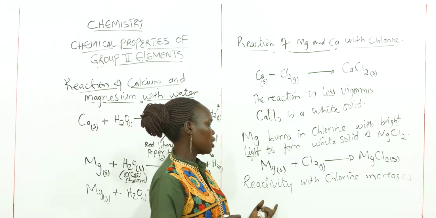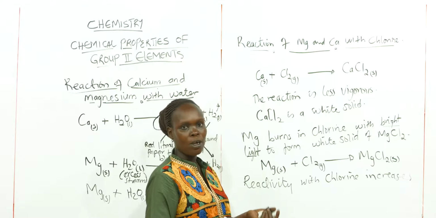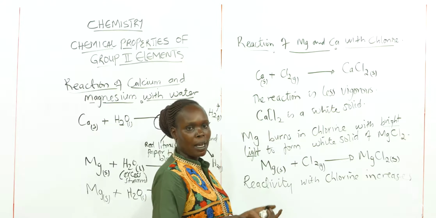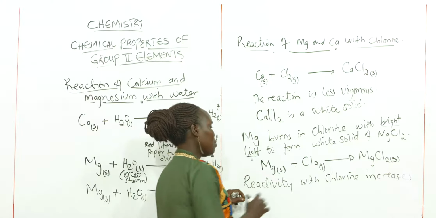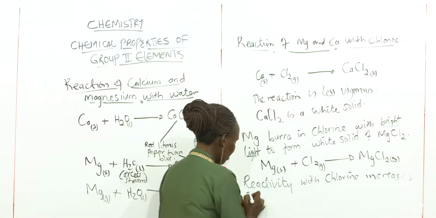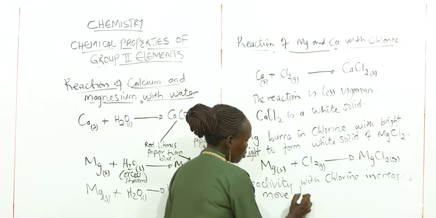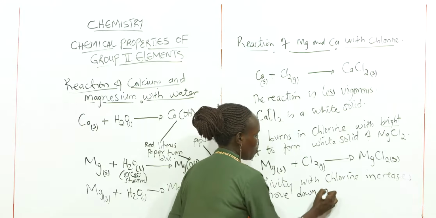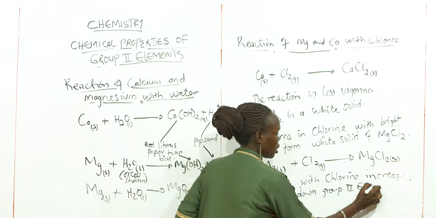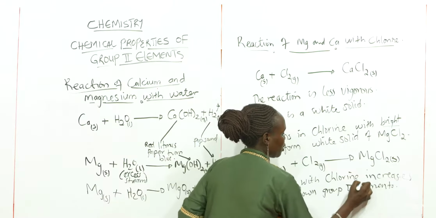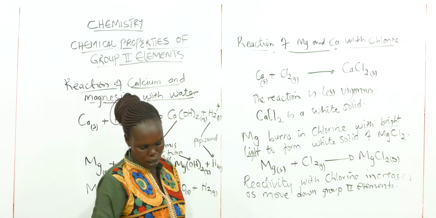Or in other words, we can say that the reaction is faster with calcium compared to the upper elements, which are beryllium or magnesium. So the reactivity with chlorine increases as we move down group 2 elements. So we are going to see that the reactivity increases as you move down the group.